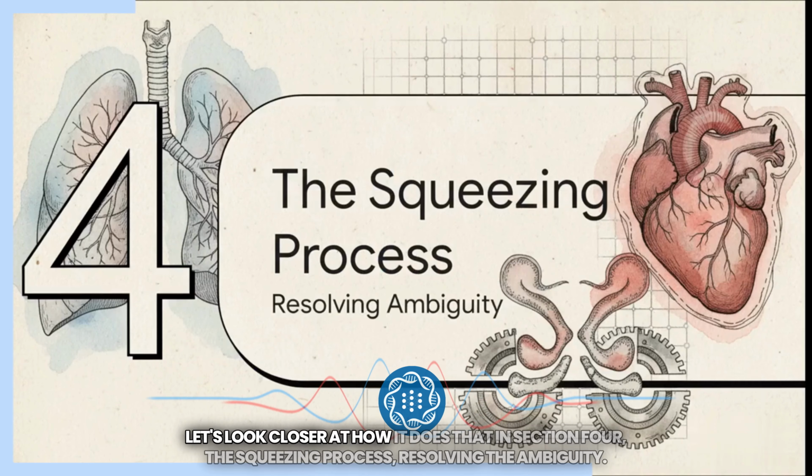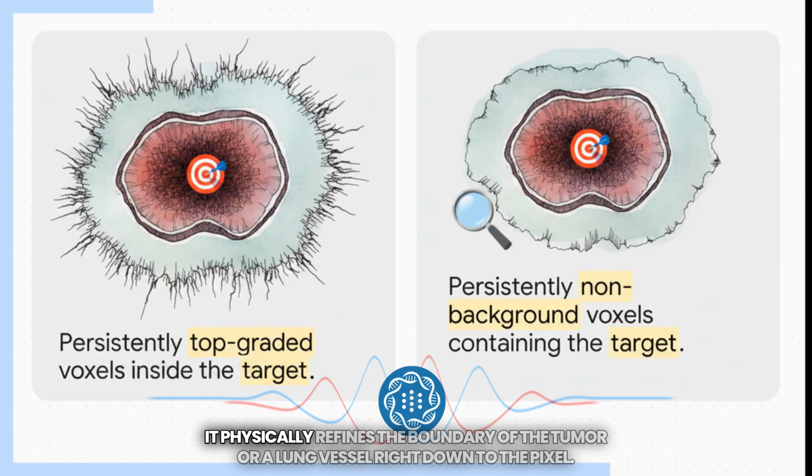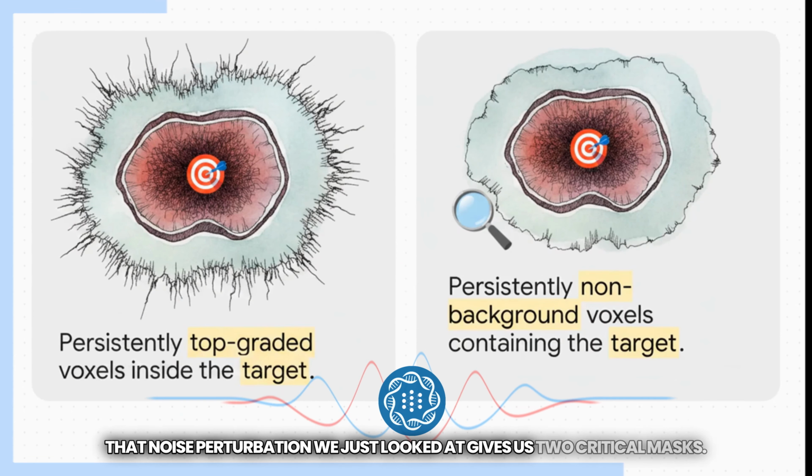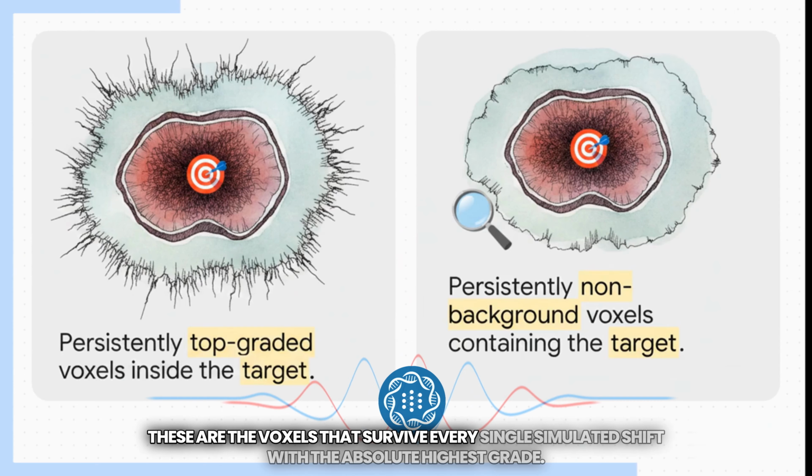Let's look closer at how it does that in Section 4, the squeezing process, resolving the ambiguity. So once the AI identifies those stable spatial hints, it physically refines the boundary of the tumor or a lung vessel right down to the pixel. That noise perturbation we just looked at gives us 2 critical masks. The first is the high precision or HP core. These are the voxels that survive every single simulated shift with the absolute highest grade.